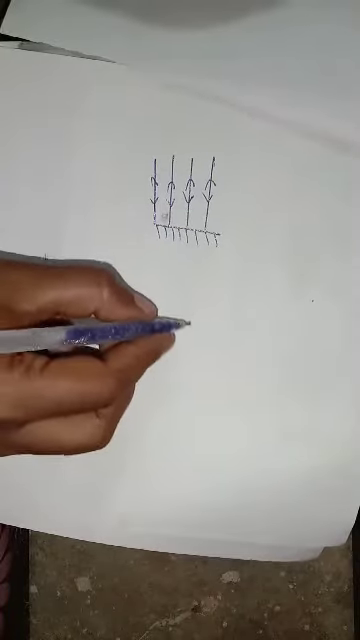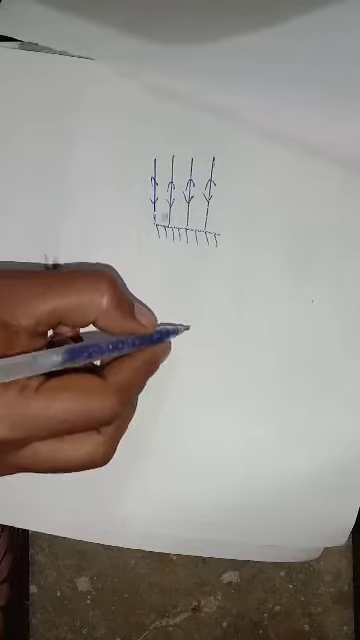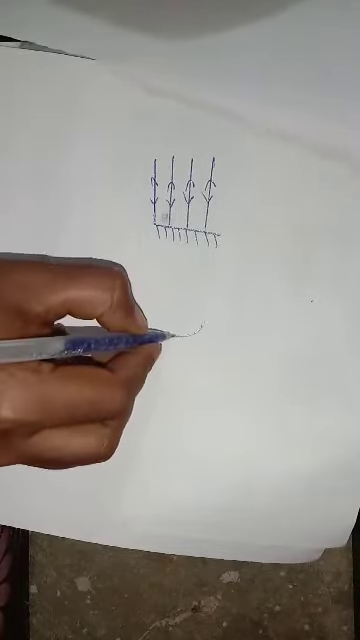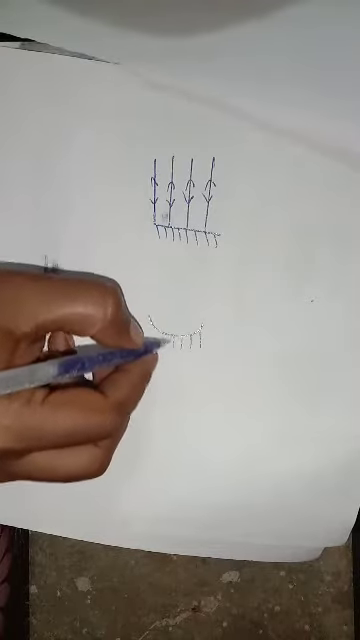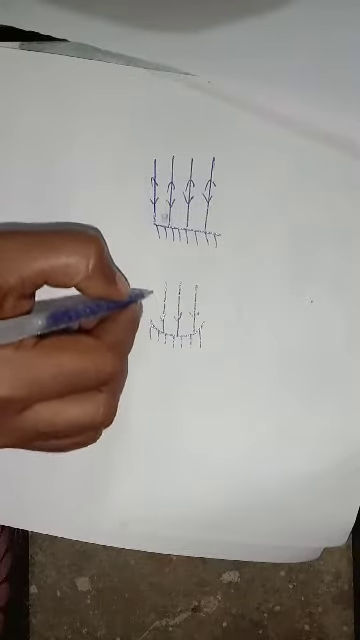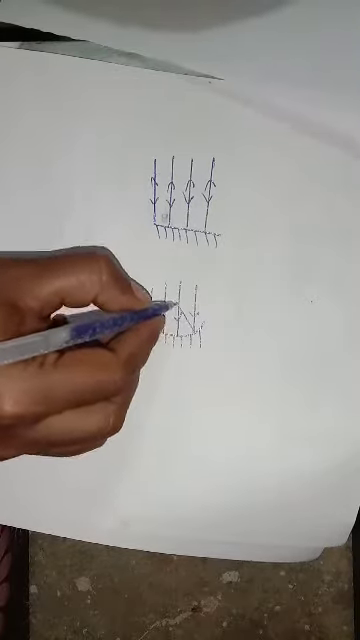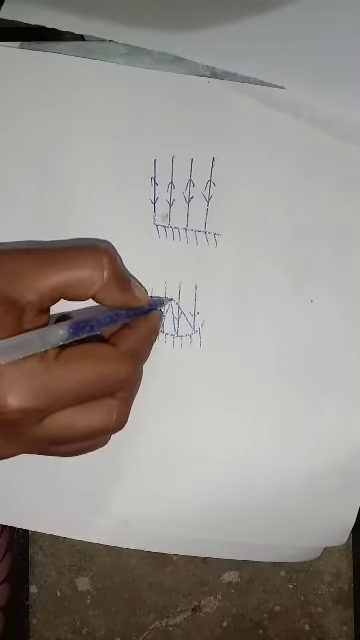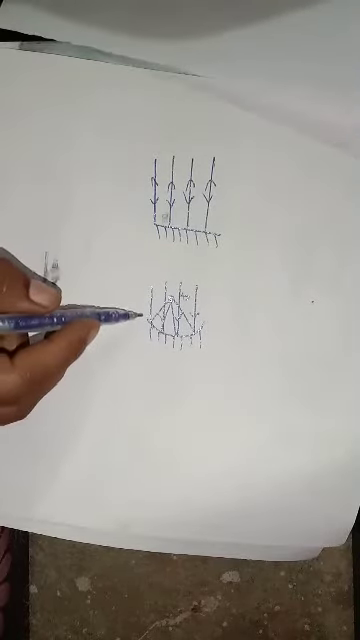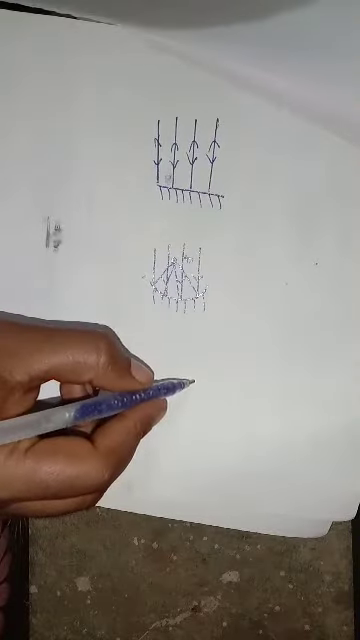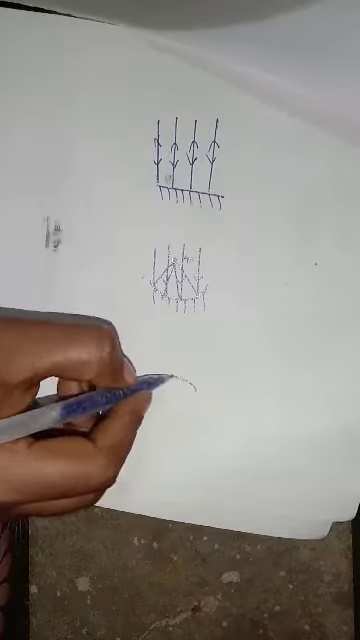Next, a parallel beam of light falls on a concave mirror. This is the back side of the mirror. Suppose a parallel beam of light falls on this, then what happens? The reflected rays converge at one place. They converge at the focus point. So this concave mirror is also called a converging mirror.